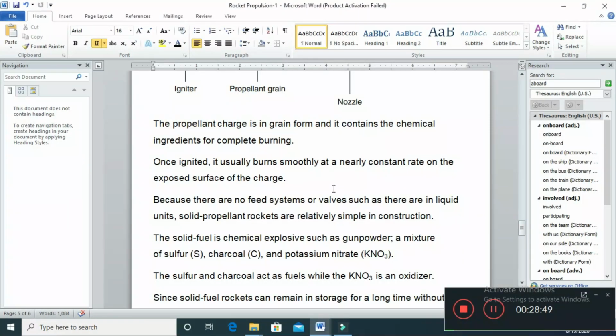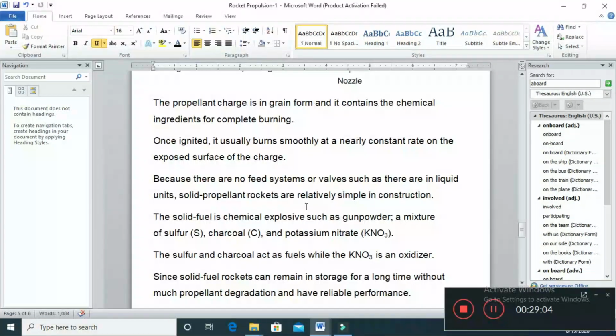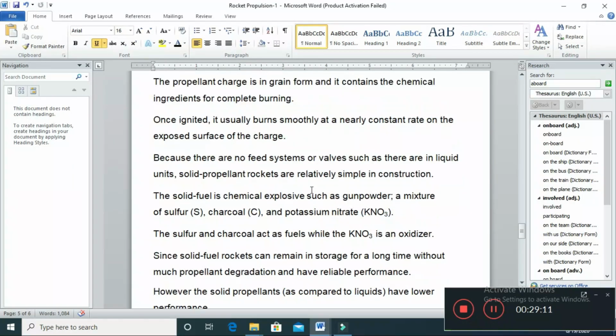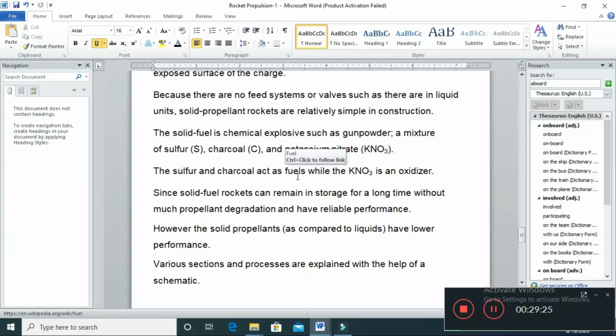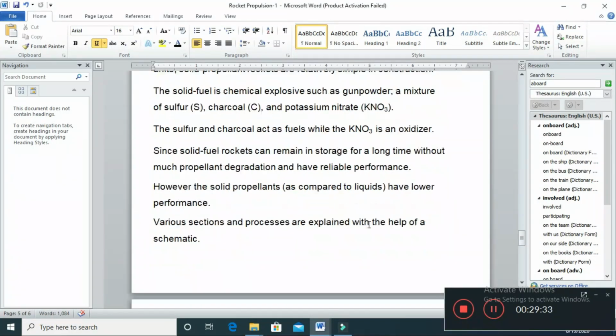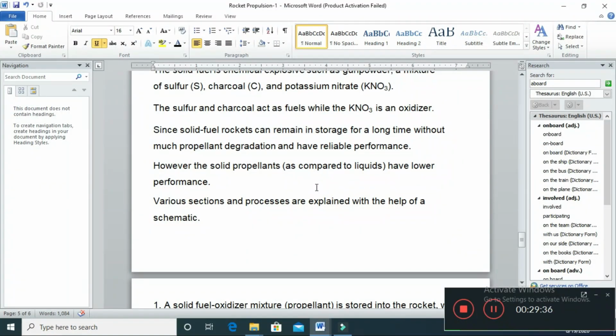The advantage of solid fuel is that there are no feed systems and no valves, as are present in the liquid units. The solid propellant rockets are relatively simple in construction because the components which are used for the liquid systems are absent in the solid fuel system, so it is simpler. An example of solid fuel is gunpowder, which is a mixture of sulfur, charcoal and potassium nitrate. Sulfur and charcoal are fuels, whereas the potassium nitrate is the oxidizer. Another advantage of solid fuel rockets is that the solid fuel can remain for a long time without any degradation.